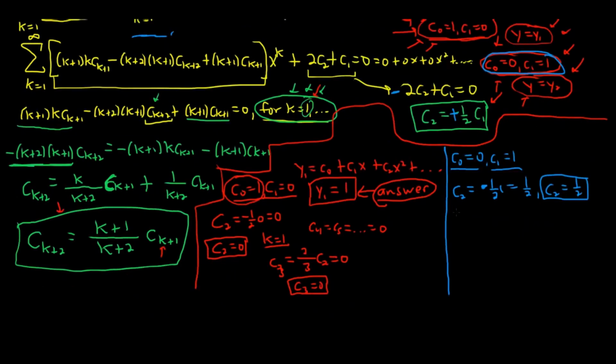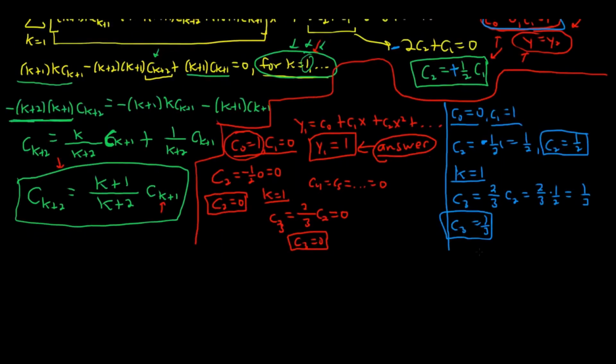Okay, to find C3, we plug in k equals 1, and so we get C3 equals, so it'll be 1 plus 1, which is 2, over 3, and then we have C2. So that's 2/3 times 1/2. So that's going to be 1/3. So C3 is 1/3. So how do we know when to stop? Well, we don't. We just do a couple more and we call it good.